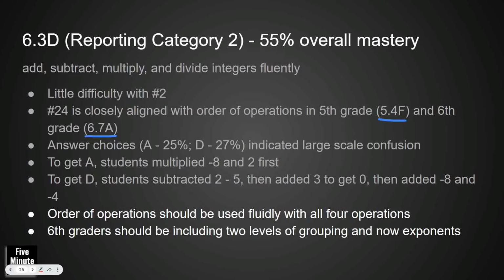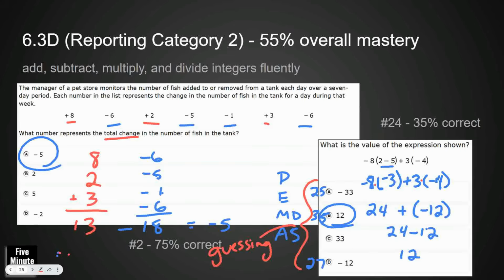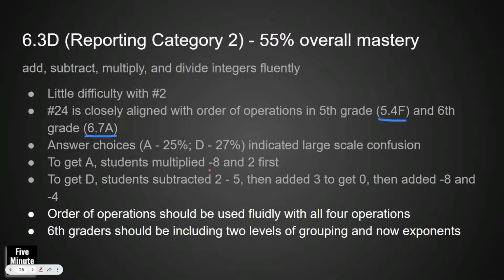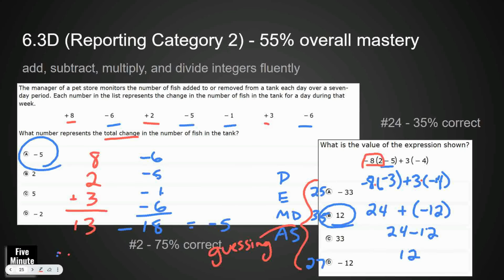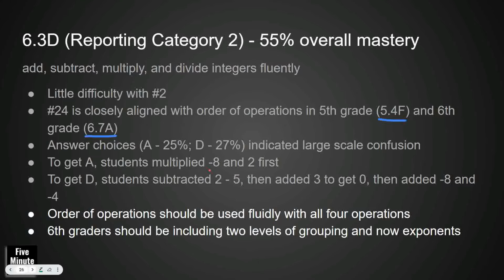So if they wanted to get A, what they did is they multiplied that 8 and -8 and the 2 first, right? So students that got A just literally went from left to right. They kept the parentheses, but they ignored the order of operations and would just go from left to right. And if they got D, they subtracted the 2 minus 5, and then added the 3 to get 0. So those that chose D did this, but then they just ignored that and kept going over here, and that's how they ended up with that -12. So there's ways to get to these right here.